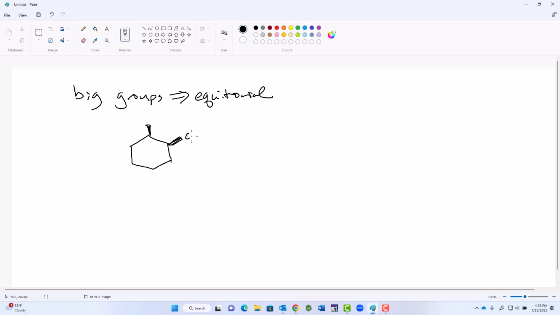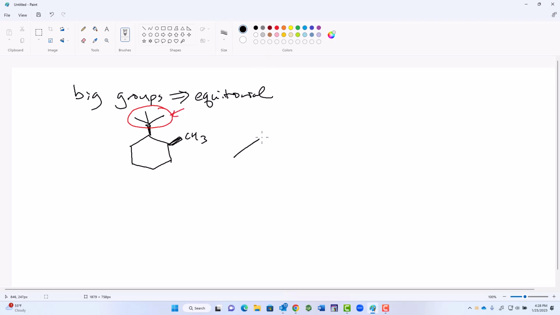cis methyl with, we call this again, the T-butyl group. T-butyl is a particularly large group. So when we're looking at this, we want to try and make this group equatorial. Now we want to try and make both groups equatorial, but if we can only choose one to make equatorial, we want to make this bigger group equatorial preferentially.